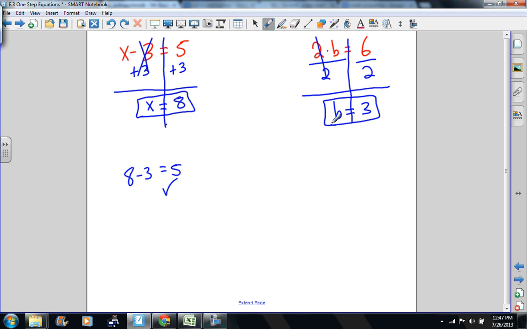Okay, if you ever do a step like this and you don't get rid of the thing in front of the b or the x or whatever, then you've made a mistake and you have to go back. In order to check our answer, we just simply go 2 times 3 is equal to 6. That's a true statement, so we can put our little check mark there. All right?